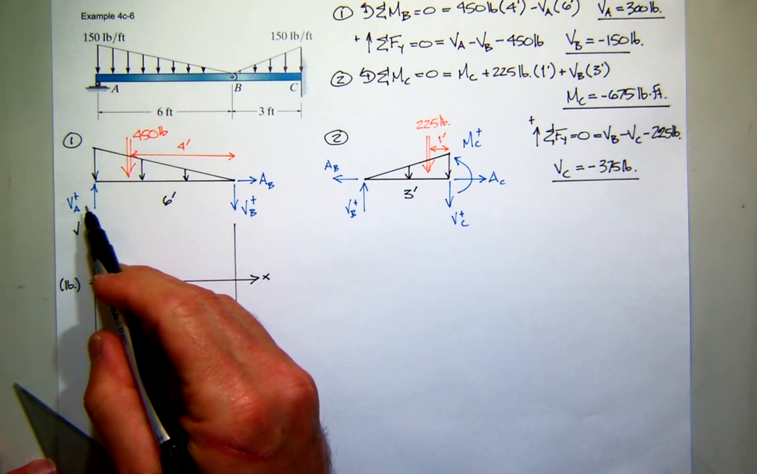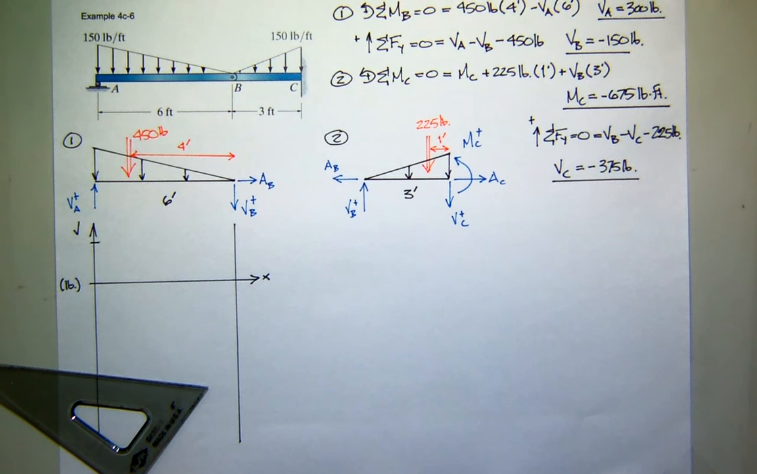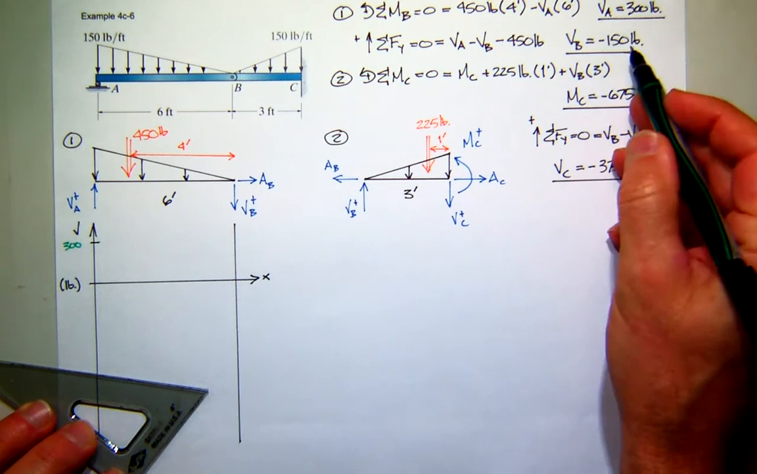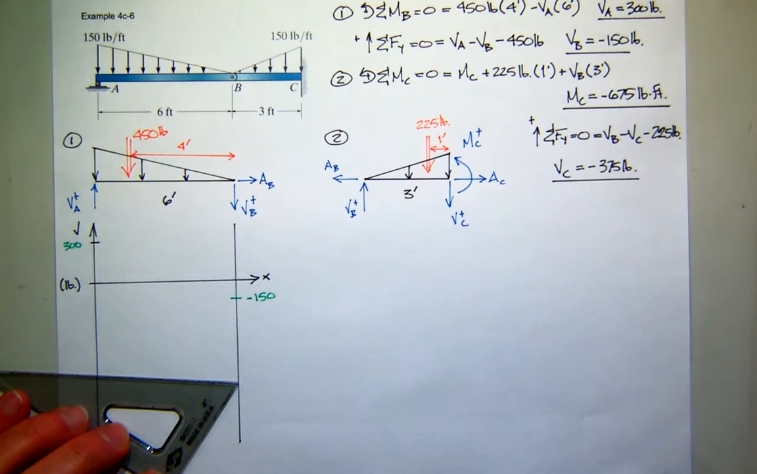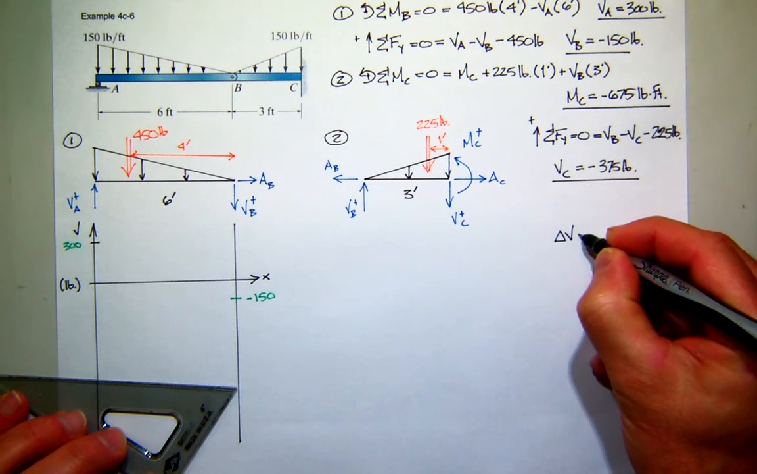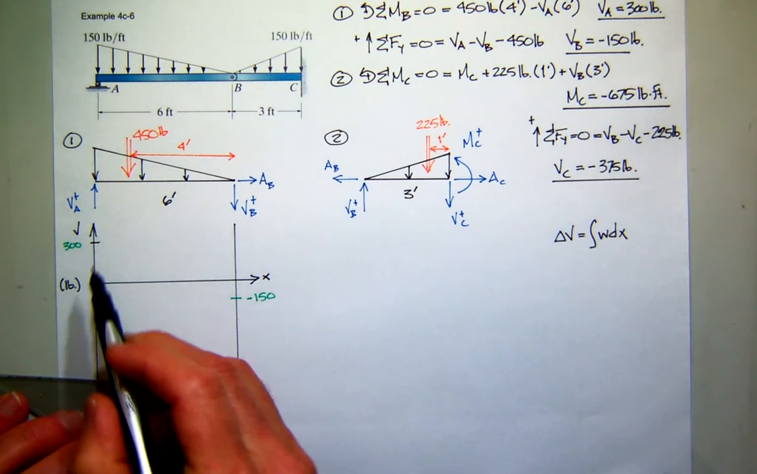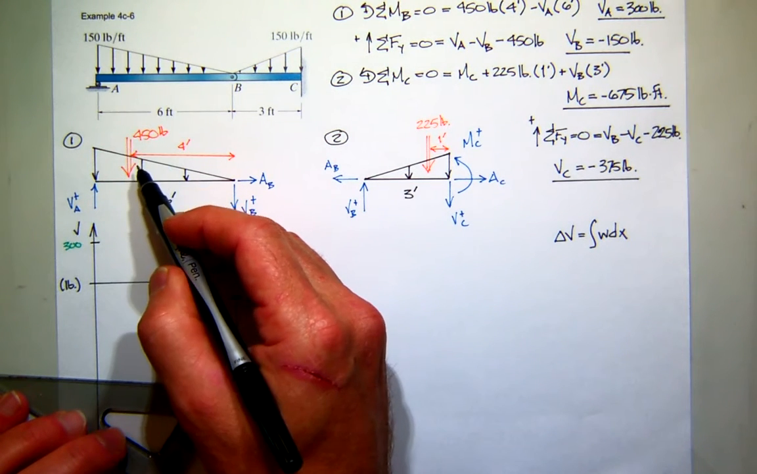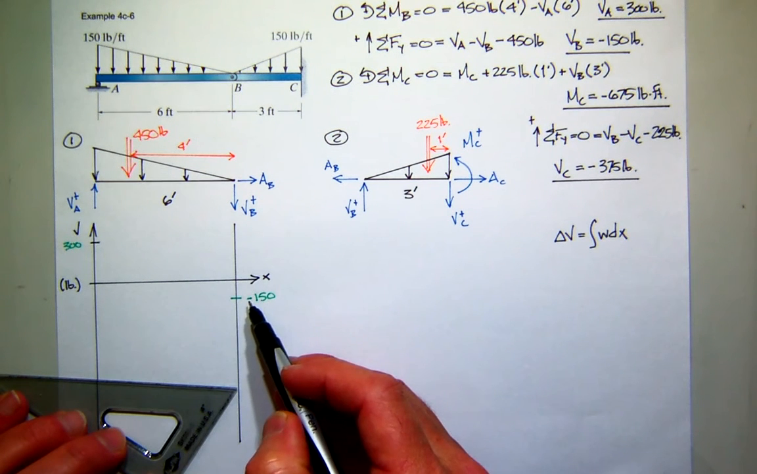So what do I know about the shear? I know the shear at A, it was 300, right? And do I know the shear at B? What's the shear at B? Negative 150. Now, can I make it work? Let's see. We know that the change in shear is the area under the load diagram, right? So the change in shear over this 6 feet needs to be the area under the load diagram, which we know is 450. It's acting down, so that's negative. So 300 minus 450 is negative 150, so that works.